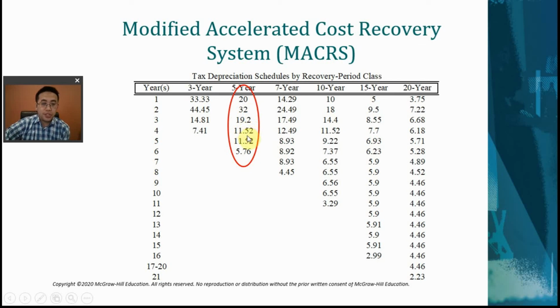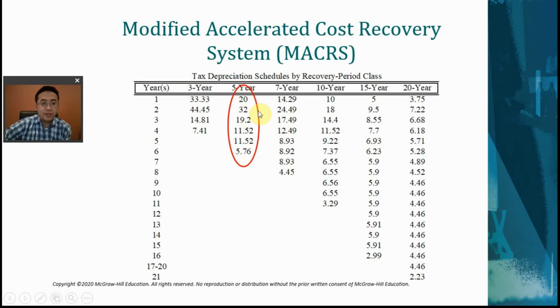And you also have depreciation expense in year 4 and year 5. Well, you may wonder why I have 6 numbers for a 5-year asset, or 4 numbers for a 3-year asset, or 8 numbers for a 7-year asset. You always have one more number, one more year for the depreciation.